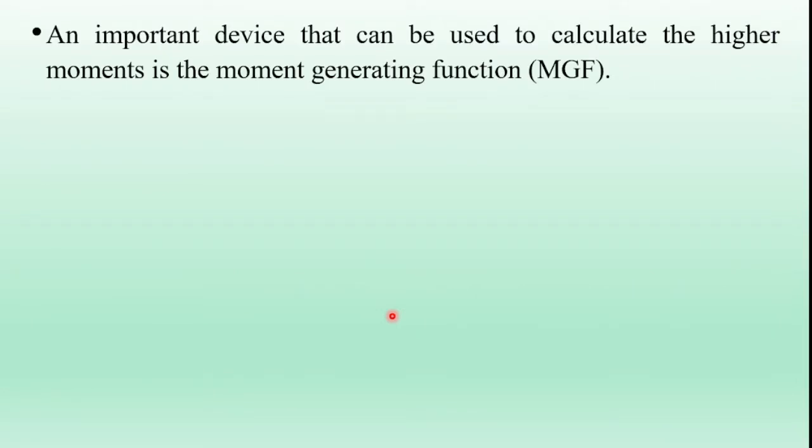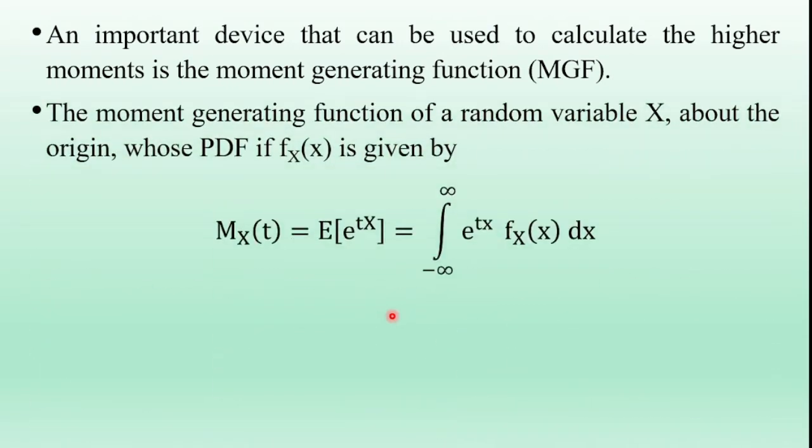An important device that can be used to calculate the higher moments is the moment generating function. Capital X is the random variable. The moment generating function of a random variable capital X about the origin, whose probability density function is given, is M_X(t) equal to expectation of e power tX, which is equal to the integral from minus infinity to infinity of e power tx into the probability density function dx.